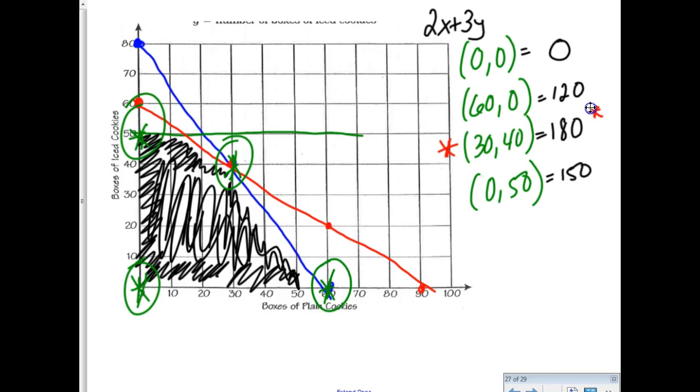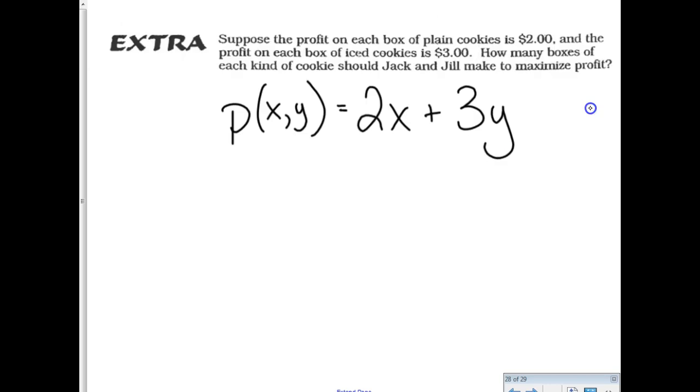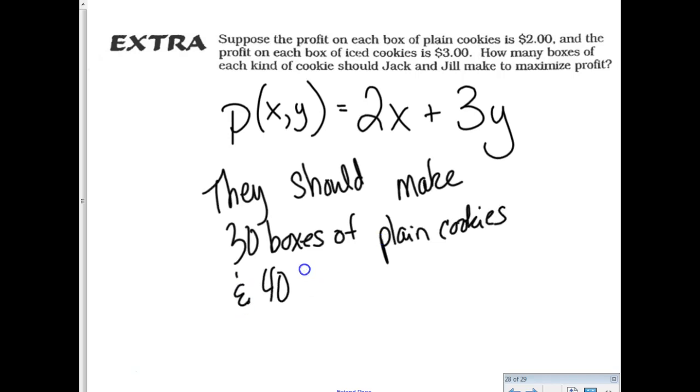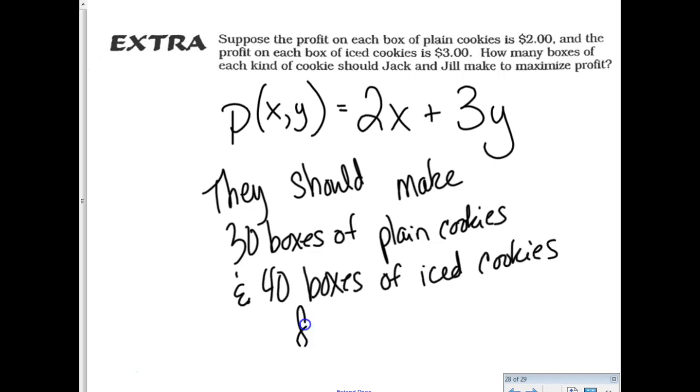So that's what we have to report back to Jack and Jill. That they should make 30 boxes of plain cookies and 40 boxes of iced cookies for a max profit of $180.